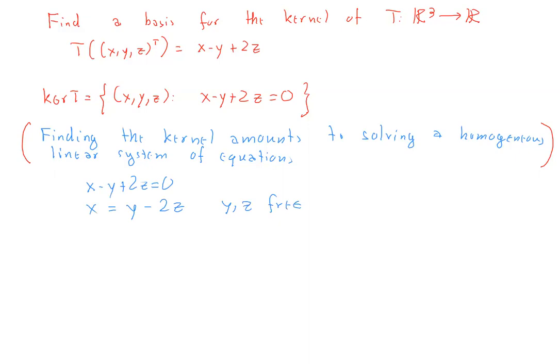So this means that your typical vector in the kernel of T looks like this. Free. Okay, the typical vector looks like Y minus 2Z, Y, Z. Okay, this is your typical vector in the kernel.